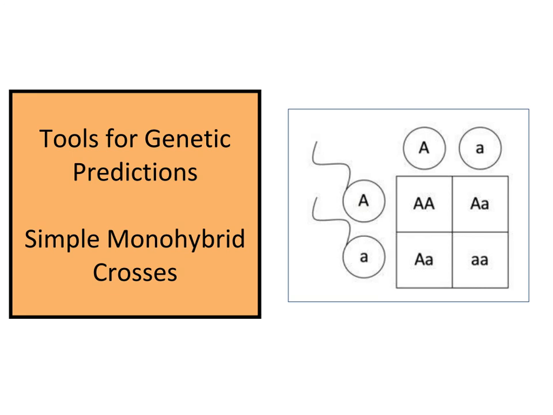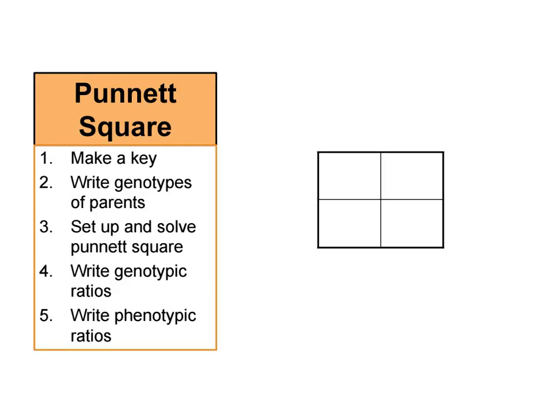This video is going to review how to do a simple monohybrid cross using a Punnett square. Remember that Punnett squares represent meiosis and fertilization between two parents. When we use a Punnett square to solve a genetic cross, it helps us to see the patterns of inheritance that exist. There are 5 steps that help to make those patterns clear.